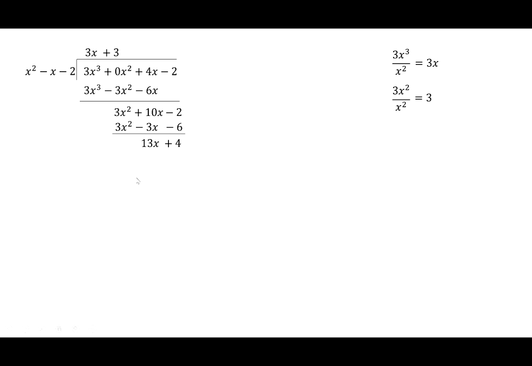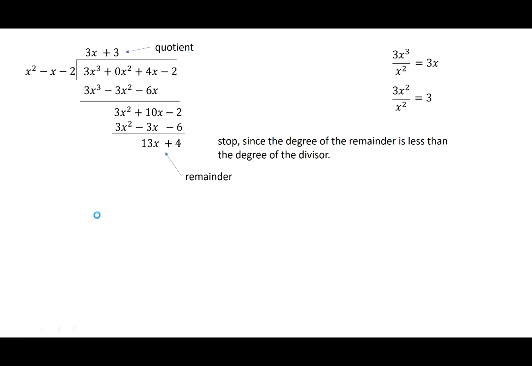How long should we keep going? Check this out. So this is the remainder now. What's the degree of the remainder? 1. What's the degree of the divisor? 2. If you get to a stage where the degree of the remainder is less than the degree of the divisor, that's where you stop. So the remainder is 13x plus 4 and the quotient is 3x plus 3. Since the degree of the remainder is less than the degree of the divisor, we stop. And that is the quotient, and this is the remainder.